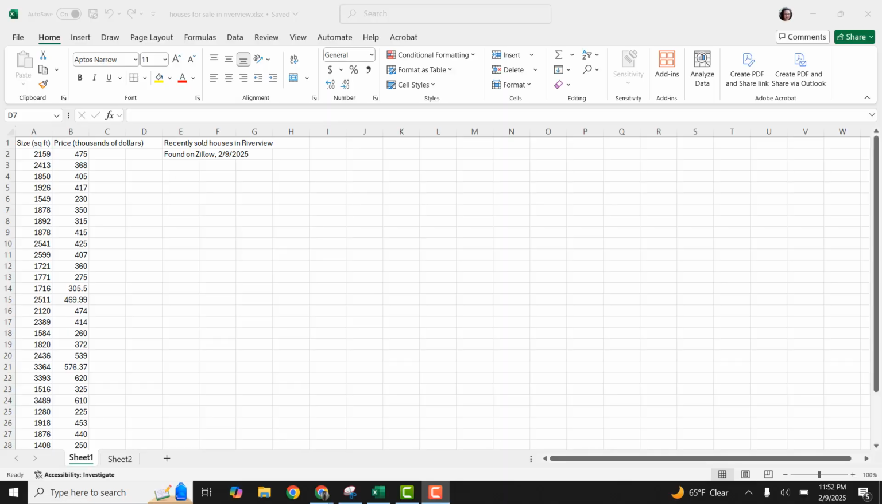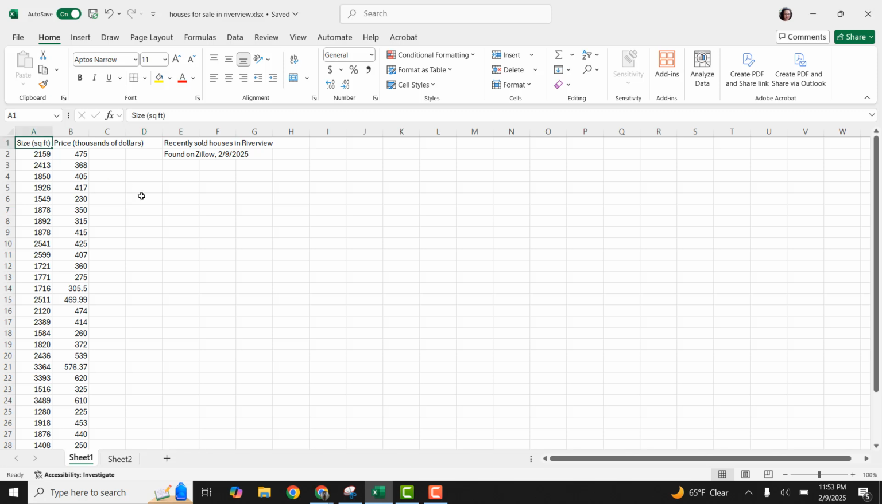I just want to take a couple minutes to show you how to analyze a data set like this using scatter plots and using a technique called regression. So here's a data set that I recently pulled off of Zillow. I just looked at the different houses that have been sold recently in my neighborhood. I wrote down the size of each house and the price. All the houses were very expensive, like well over $100,000. So I just made the prices in thousands of dollars, just knocked out the last three numbers essentially.